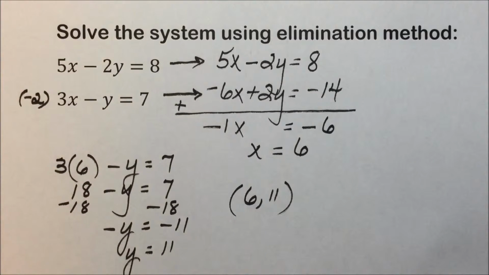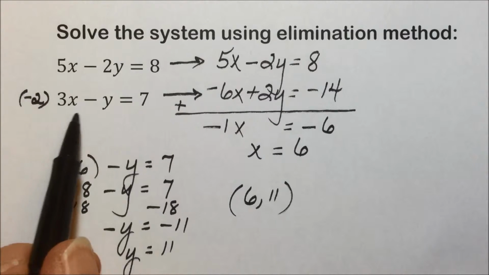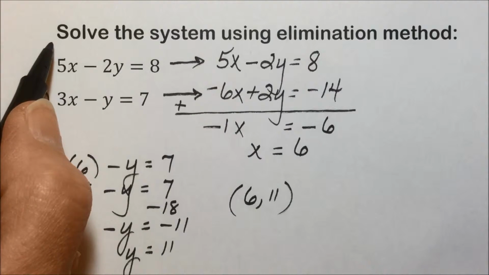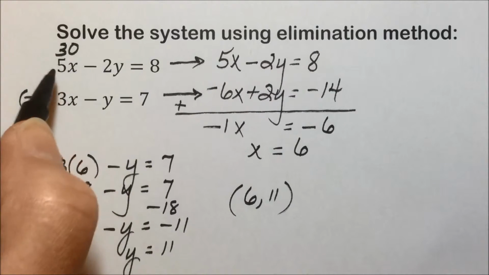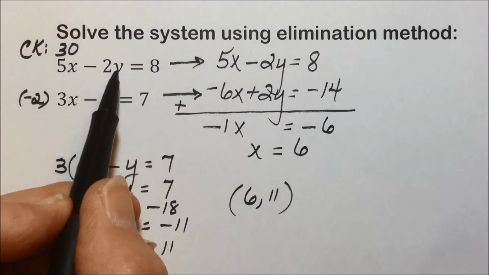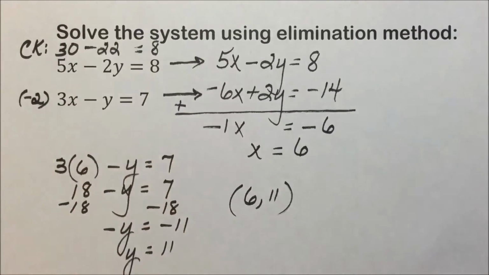It's always a good idea in math to check your solution. We can plug this into one of the equations, preferably one that we haven't used, to verify that our solution is correct. Since we used the second one to find our second value, let's see if this is, in fact, a solution to the first equation. So 5 times x, which is 6, would be 30. Y we found to be 11, so 2 times 11 would be 22, and 30 minus 22 is in fact 8. So we have proof that we have solved it correctly.